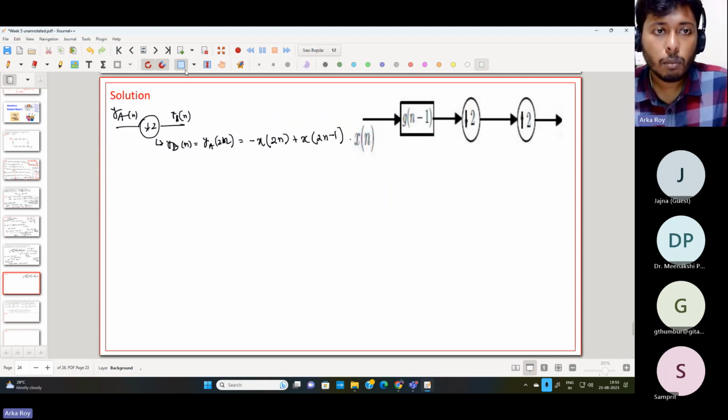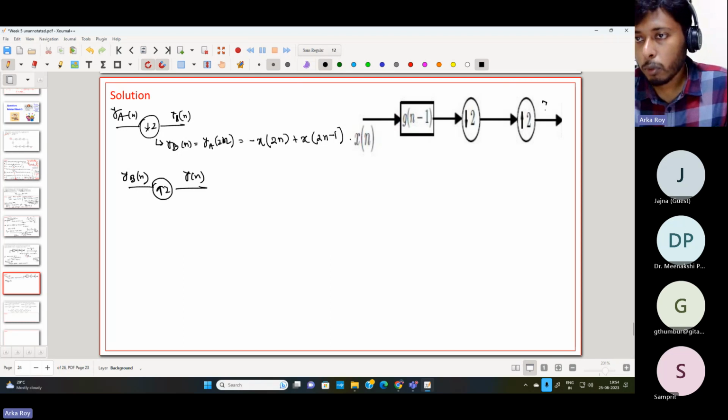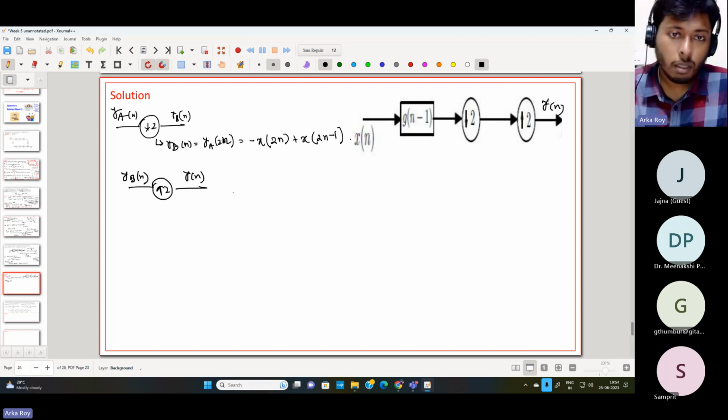So this is what the downsampling process looks like. Now we need to go for an upsampling. So we were given yb of n, and I need y of n. Let us consider the output at this particular location is y of n. So I need what is y of n.